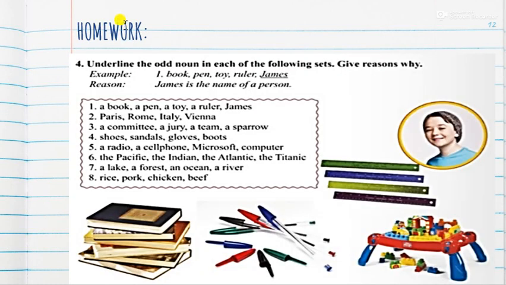Homework. Underline the odd noun in each of the following sets. Give reasons why. For example, first one, a book, a pen, a toy, a ruler, gems. Of course, gems. The reason why it is the odd one is because gems is the name of a person.